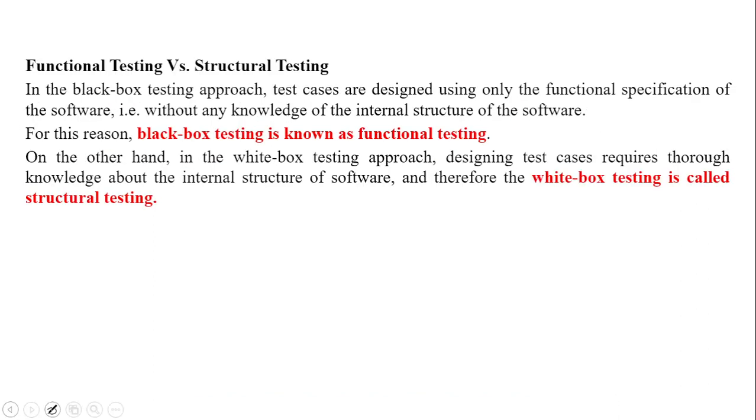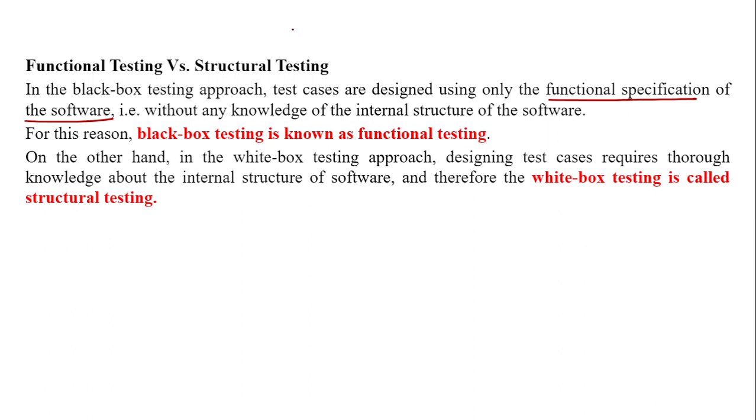Okay, now we have two types of testing. So basically we have two names. We have functional testing and we have structural testing. This is also very confusing at times. So everyone has to keep these things in mind. What is functional testing? What is structural testing? In black box testing approach, test cases are designed using only the functional specification of the software. Now try to understand.